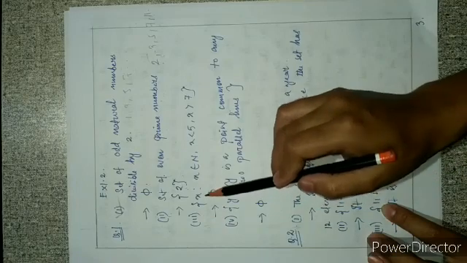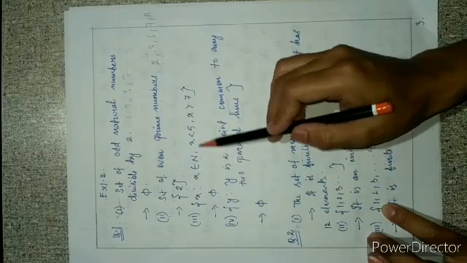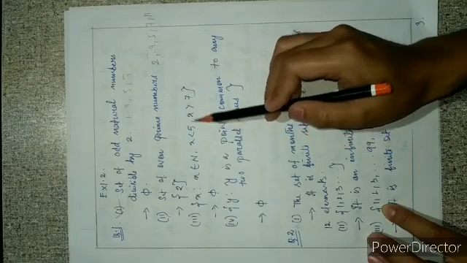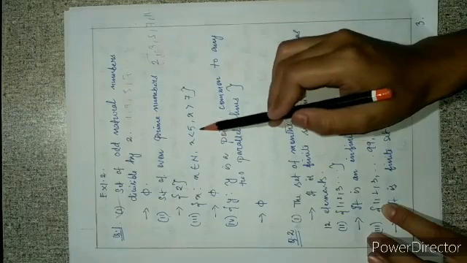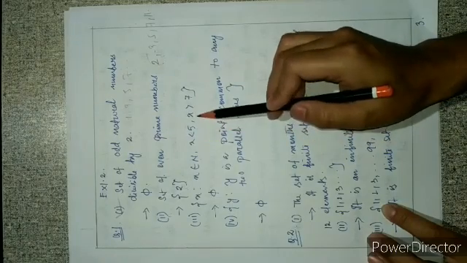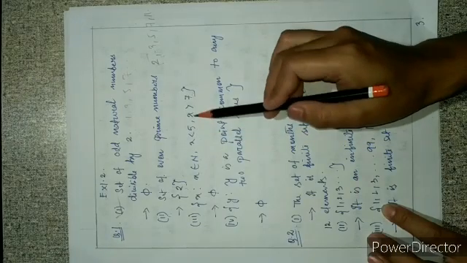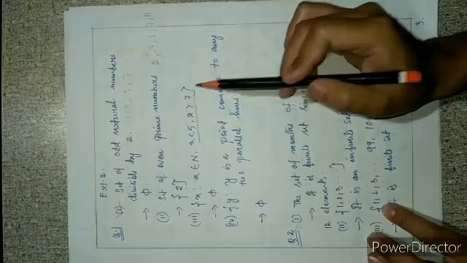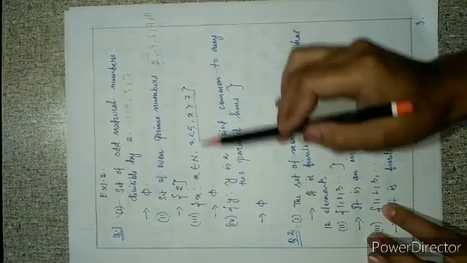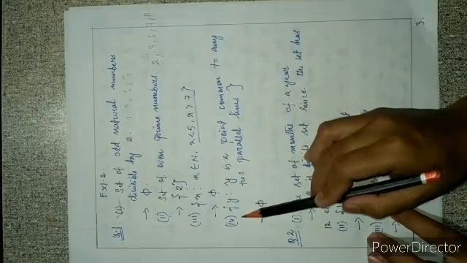Roman number 3, x. x belongs to N means x is a natural number, and x is less than 5, and also x is greater than 7. Find any natural number which is less than 5, but it should be greater than 7. There is no natural number satisfying this property. The given set is null set, phi.